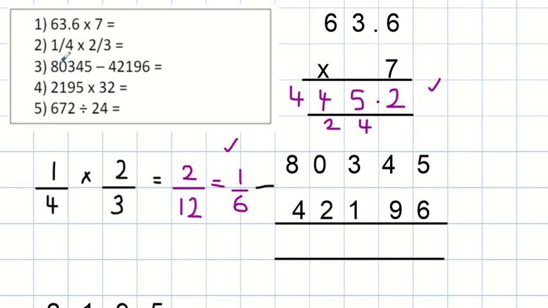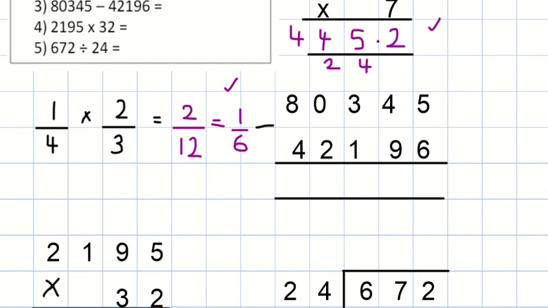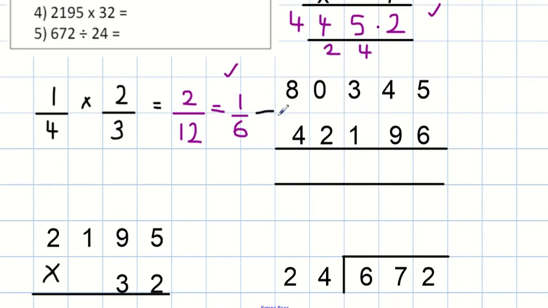We've got 80,345 subtract 42,196. Okay, so again I've set up the formal column method of subtraction over here for us. And we're going to start in the ones column with 5 subtract 6. Now I'll need to exchange to be able to complete that subtraction. So now I have 15 subtract 6, which is, that's right, 9. 3 subtract 9, again I need to do an exchange to be able to complete that. 13 subtract 9 is, well done everybody, 4.